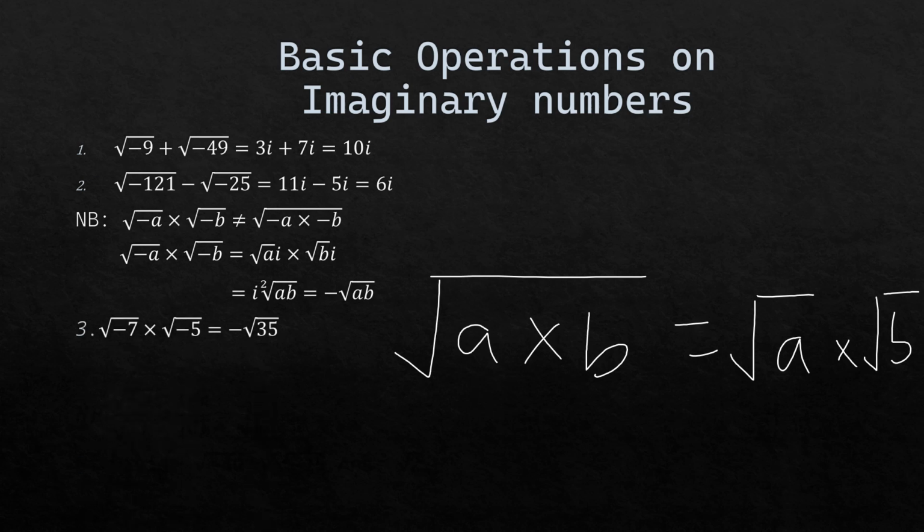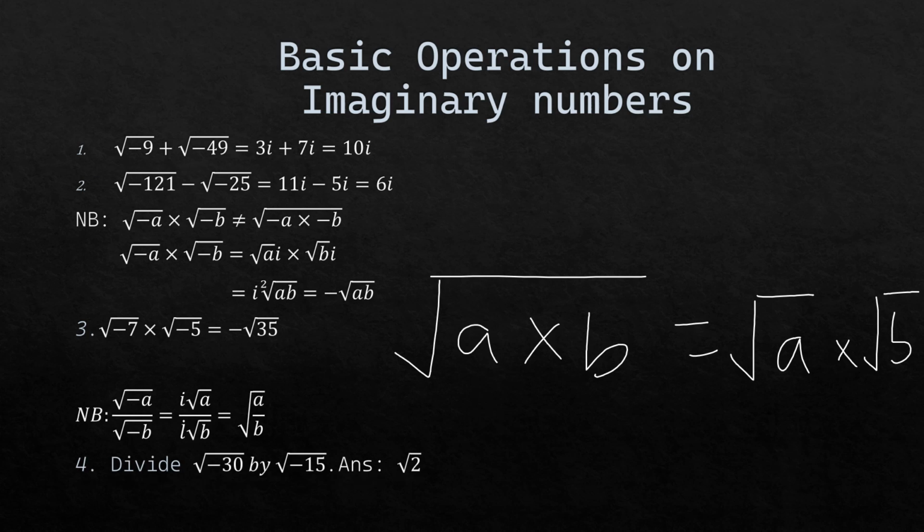Simple. So try the root of negative 7 multiplying the root of negative 5. That will be negative the root of 7 times 5, and that will be negative root 35. Very good. Now let's look at division too. When you have the root of negative a on the root of negative b, you can bring i out and i cancels out. So you get the root of a on b. Simple. So we have the root of negative 30 being divided by the root of negative 15 to be the root of 30 on 15. And that's root of 2. Simple.